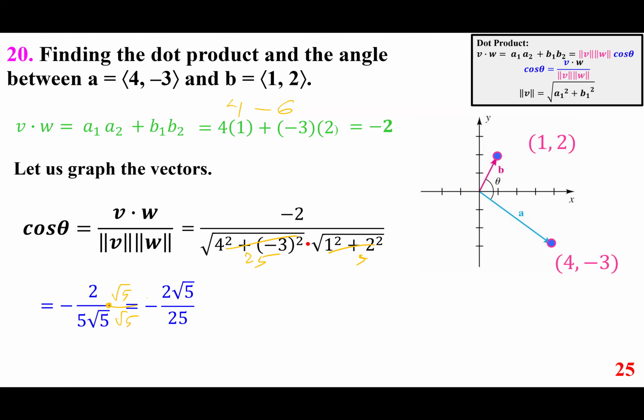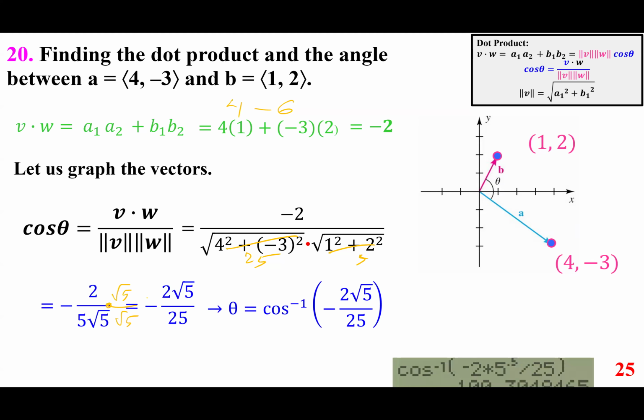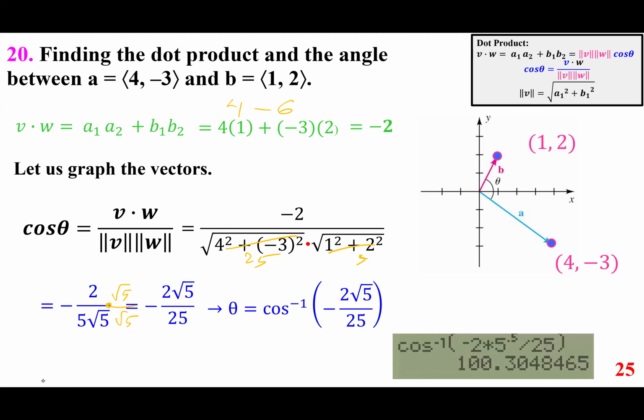So that's cosine theta. What is theta? Cosine inverse of this number. You put it into a calculator and you get this one. Now, if you want to go with 1 decimal, then the next one is 0. So we stop at 3 and say 100.3 degrees roughly. So that's pretty straightforward.